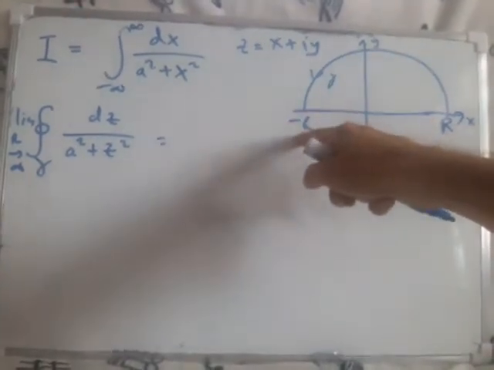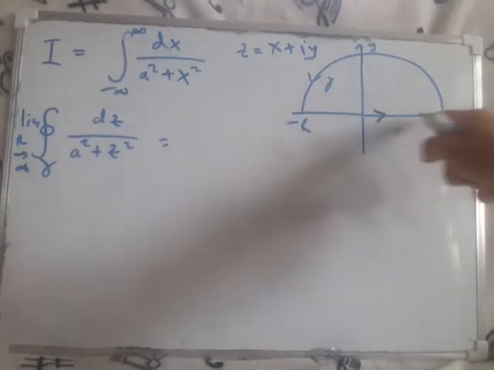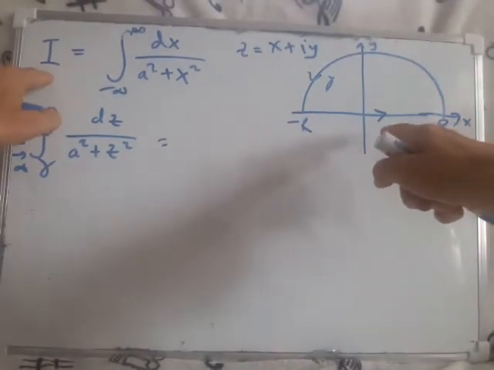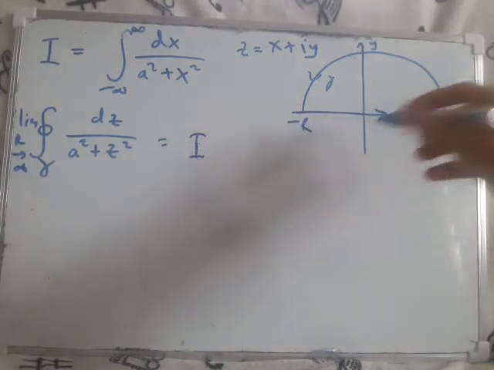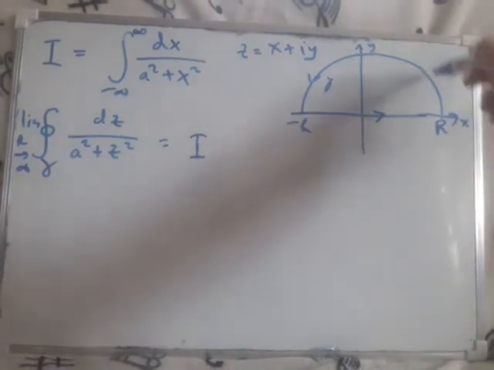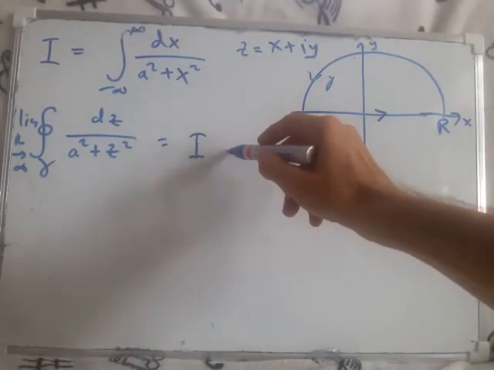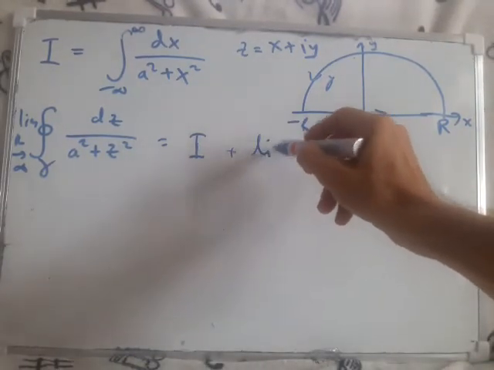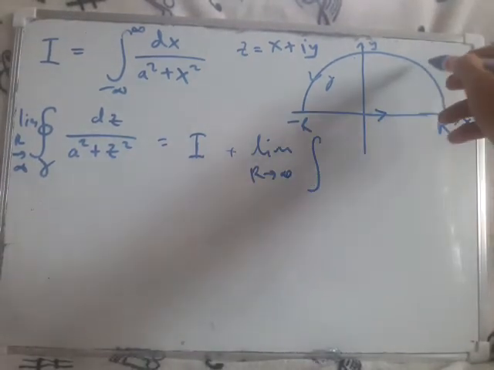Well, as r goes to infinity, this part of the line integral along here will be precisely the integral we want. So that's the first bit there, it's just I. Then we've got the integral around here. This is the one we have to consider and show that it actually goes to 0. So it's the limit as r goes to infinity of, so what have we got here?